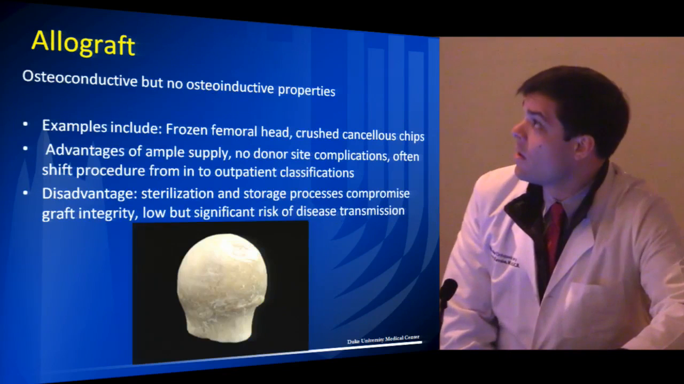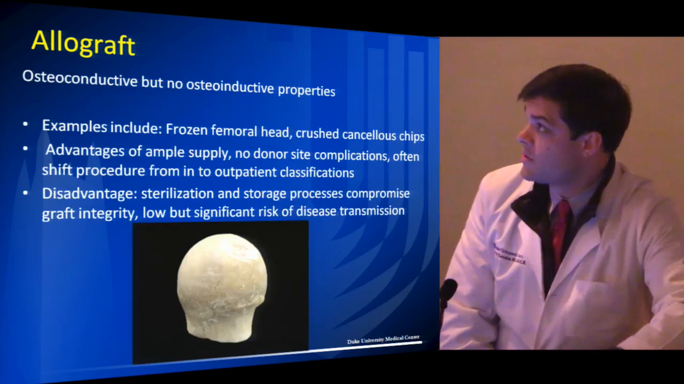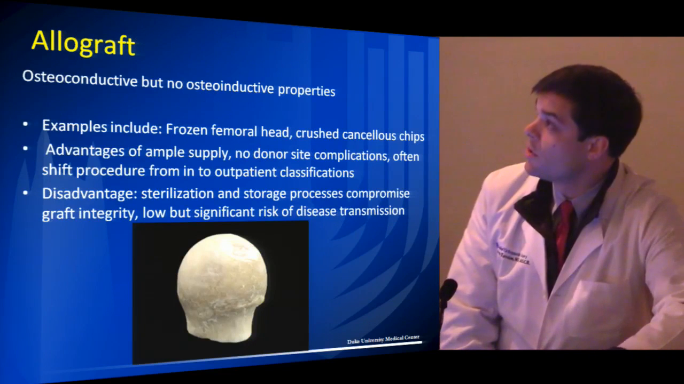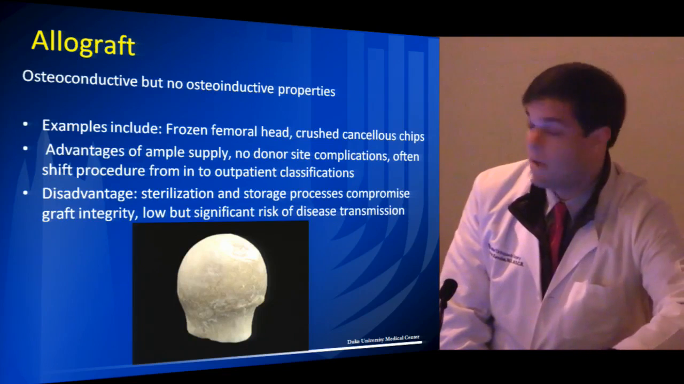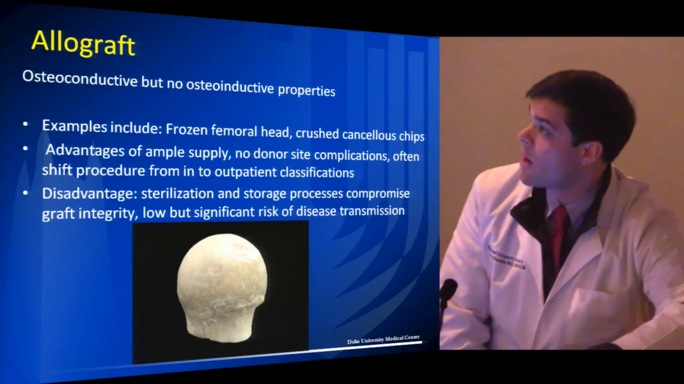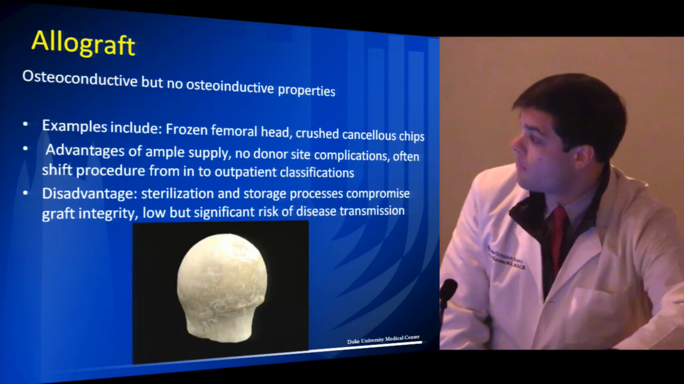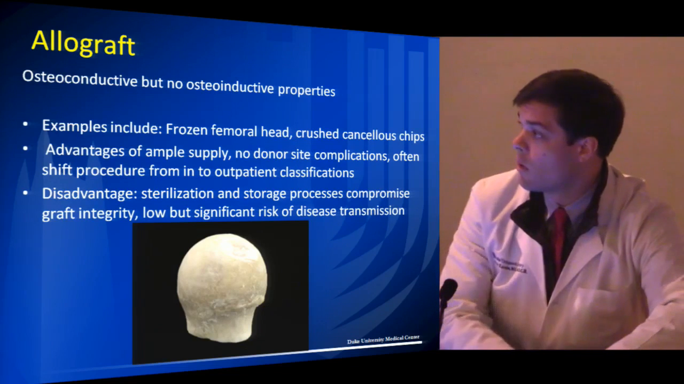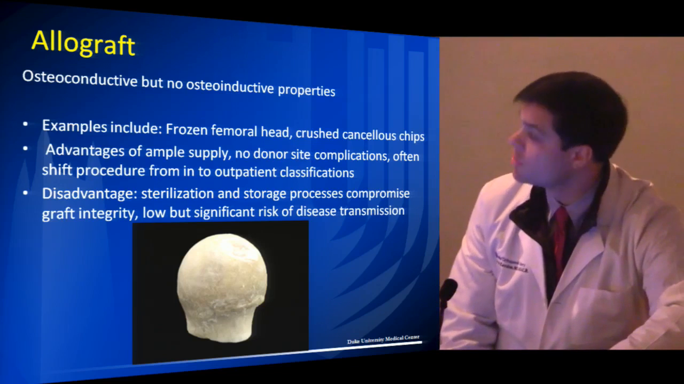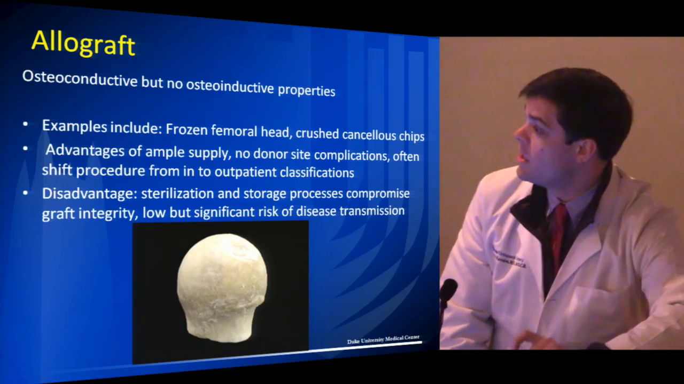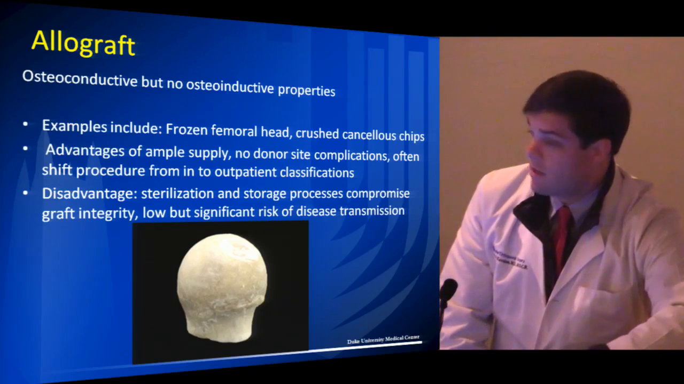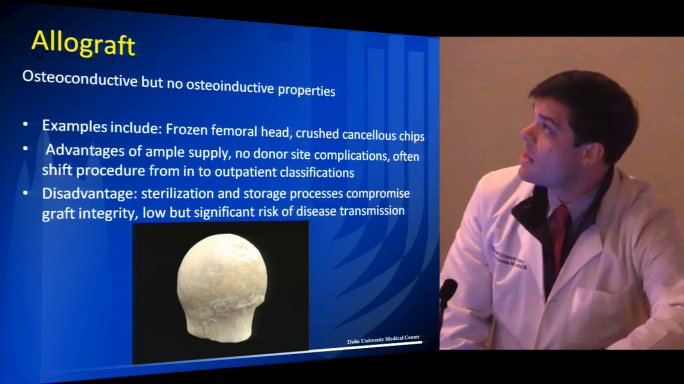So getting more to our options. Allograft is probably the one that we're all the most familiar with. It is osteoconductive, but has no osteoinductive or osteogenic properties. This is a fresh frozen femoral head, probably more frequently used for structures that are larger or when you need interpositional graft. You have the advantages of ample supply. There's no donor site complication.